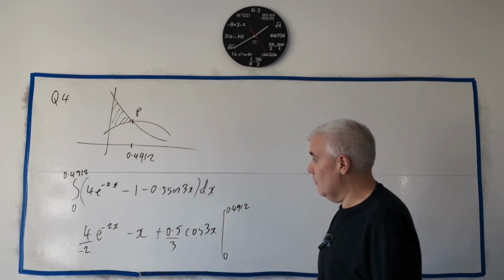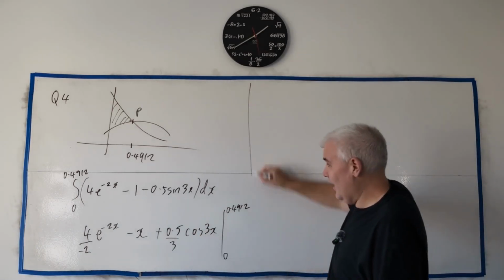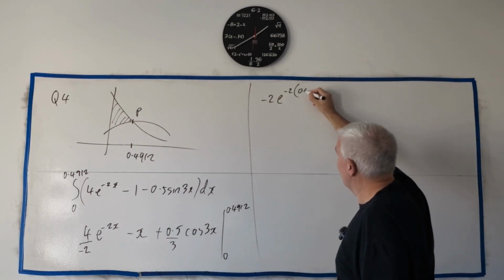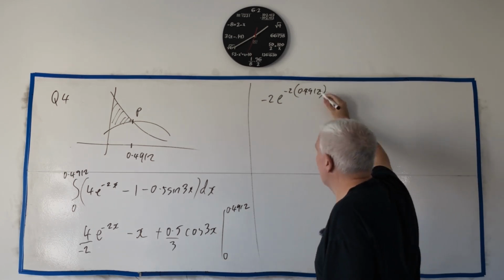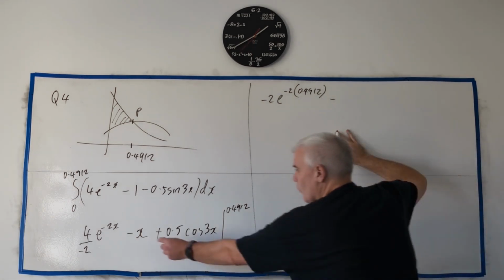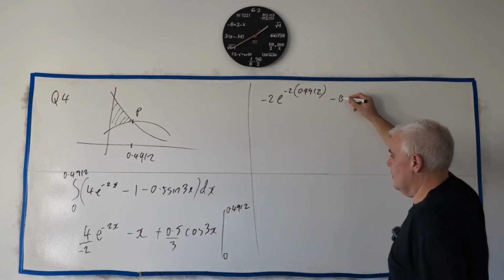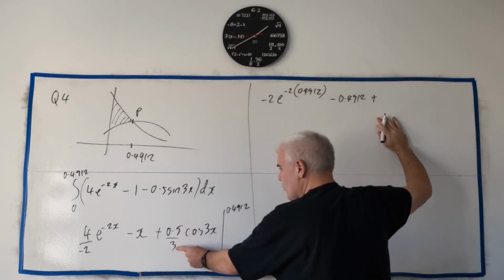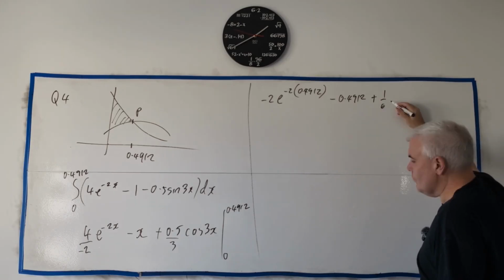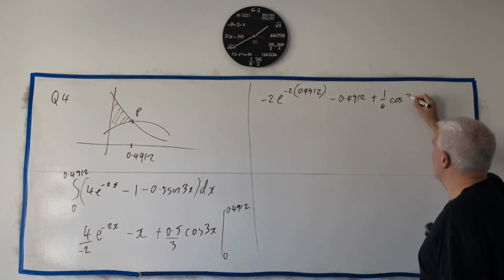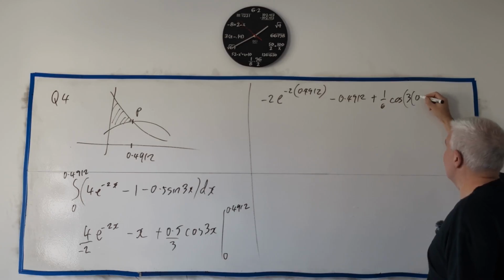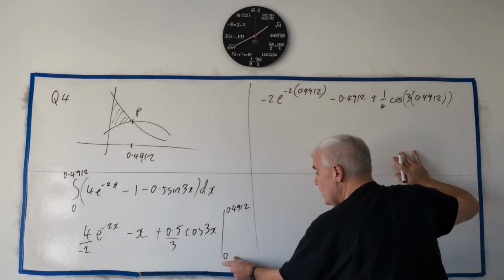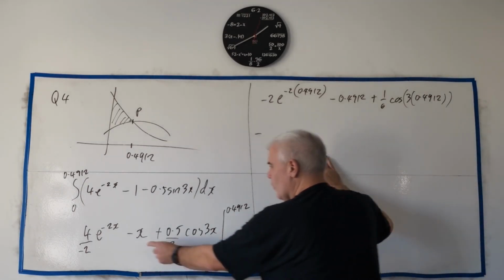0.4912 and 0. So we just put it in. I'll write it all out. We get minus 2e to the minus 2, 0.4912. Minus, we put, instead of this x, we put this number in, 0.4912. Plus, what's this? 1 over 2 divided by 3. So that's 1 over 6. Cosine 3 times 0.4912. That's just this guy put in. Then we take away minus, put in 0. That one's nice and easy, though.